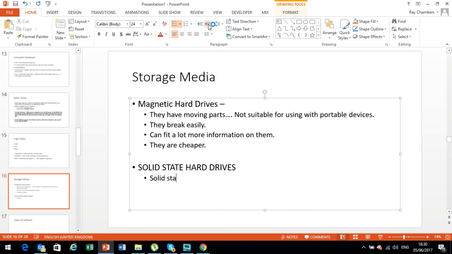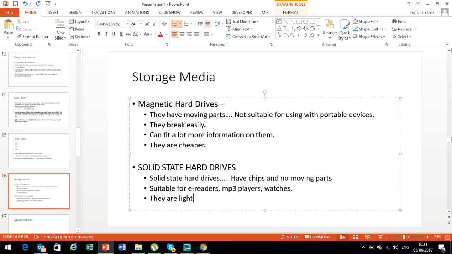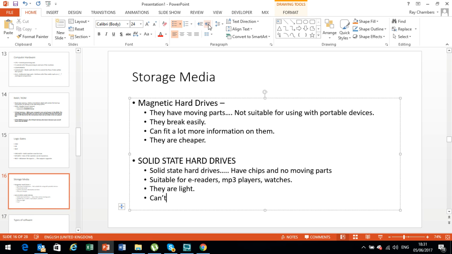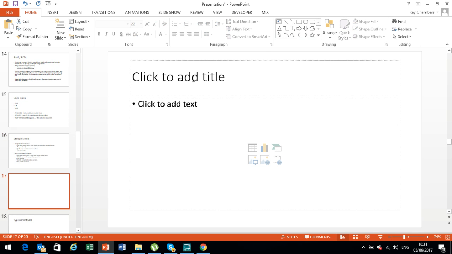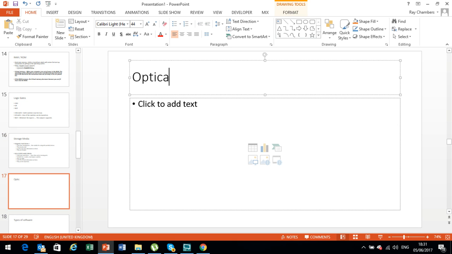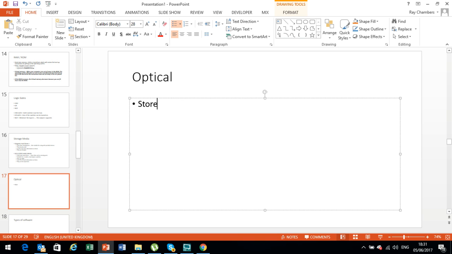Alright, solid state hard drives have chips and no moving parts. Suitable for e-readers, MP3 players, watches. Alright, they are light. You can't fit as much information on them. They can be expensive.